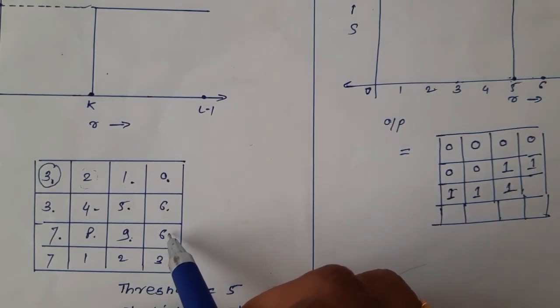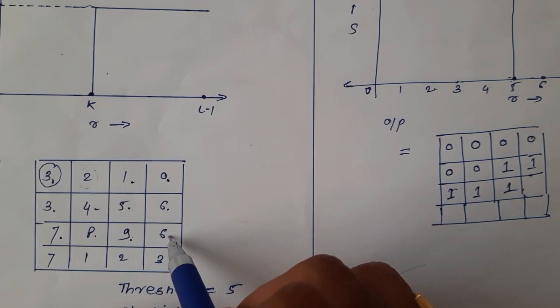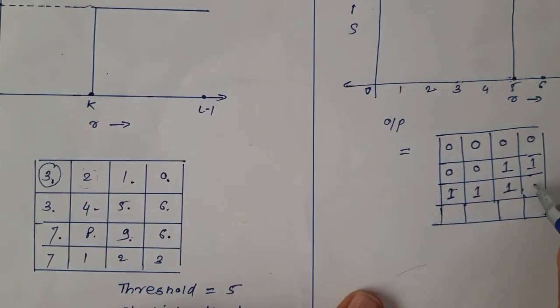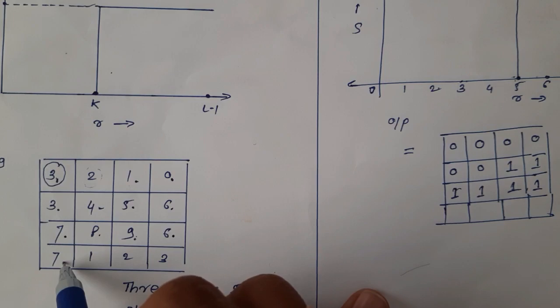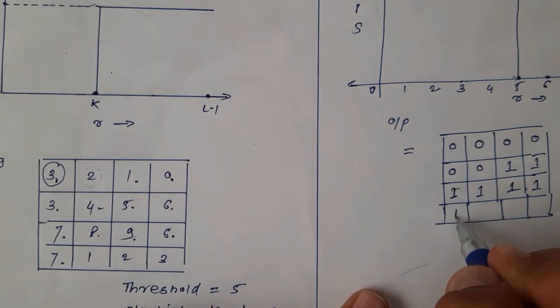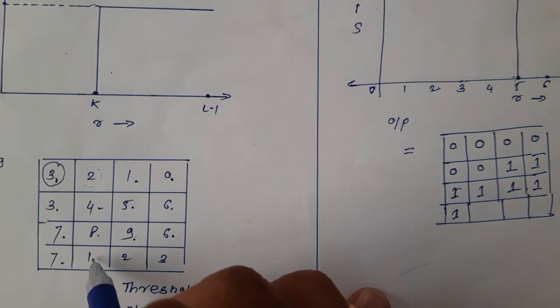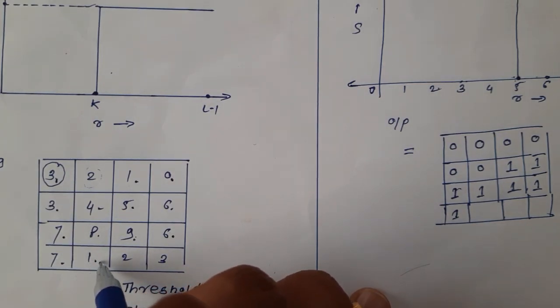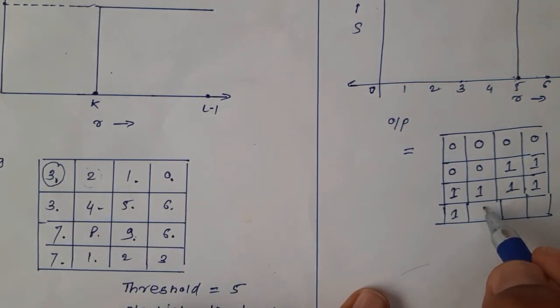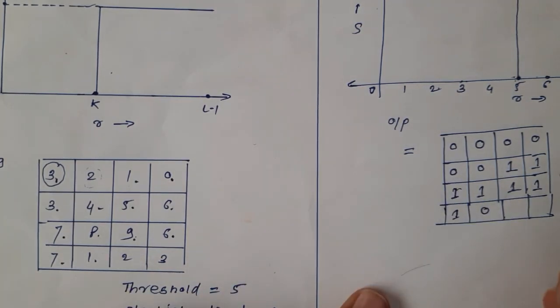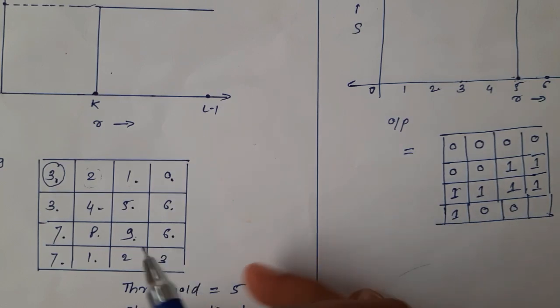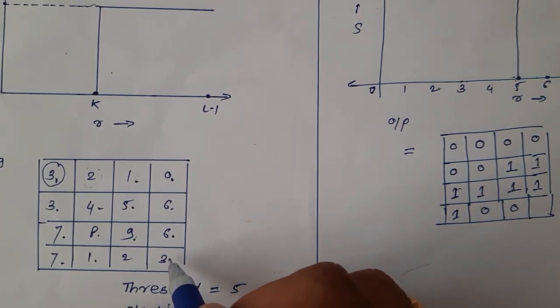Now I am having 6. That 6 will be converted to 1 once again because that value is higher than threshold. Now I am having 7 here. This 7 will be converted to 1 once again. Now I am having 1, and because this 1 is lower than threshold 5, you have to convert it to 0. Now I am having 2. This is lower than threshold, so you have to convert it to 0. And the last value is 3. This 3 is lower than threshold, so you have to convert it to 0.